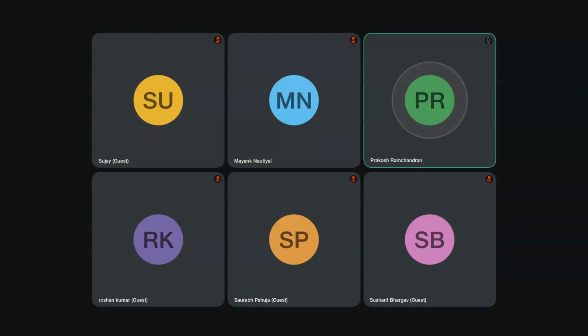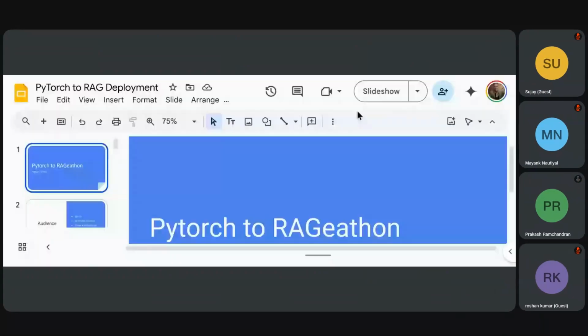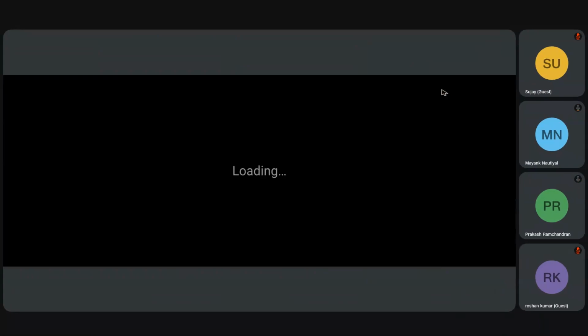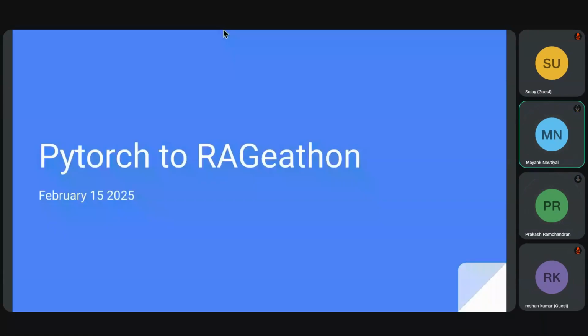Mayank, can you see? No, sir, no screen visible. No screen is visible? No, sir. Okay. So maybe I have to reshare it again. Let me share again, share screen and PyTorch screen. Yes, sir, now it is visible. Now you are able to see? Yes, sir.